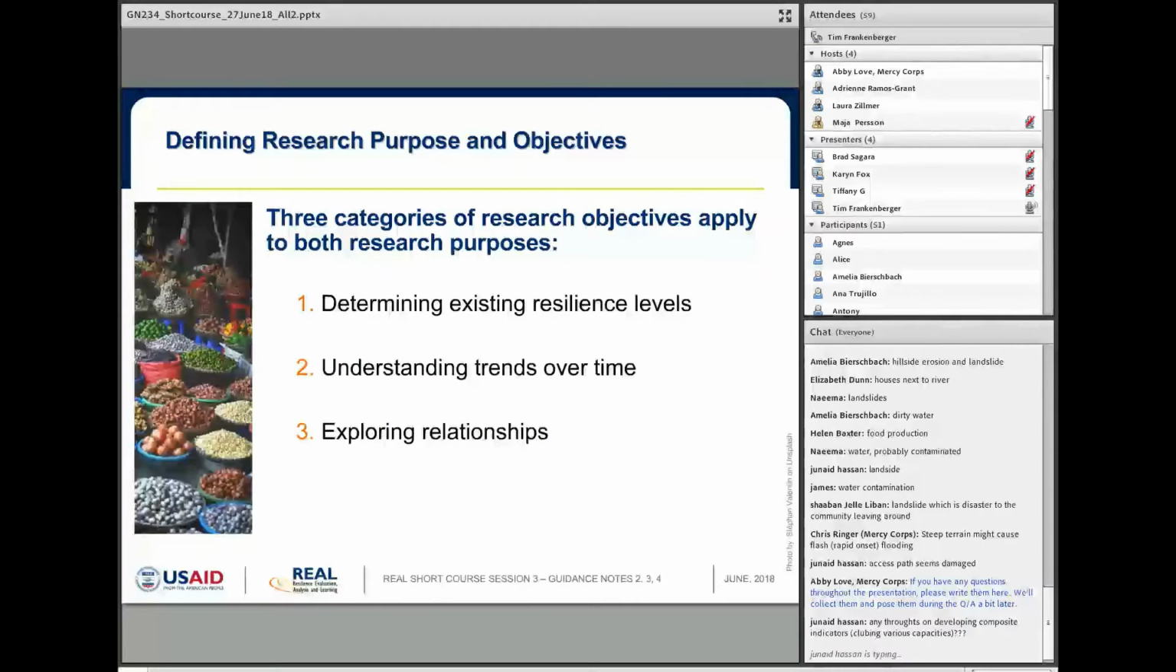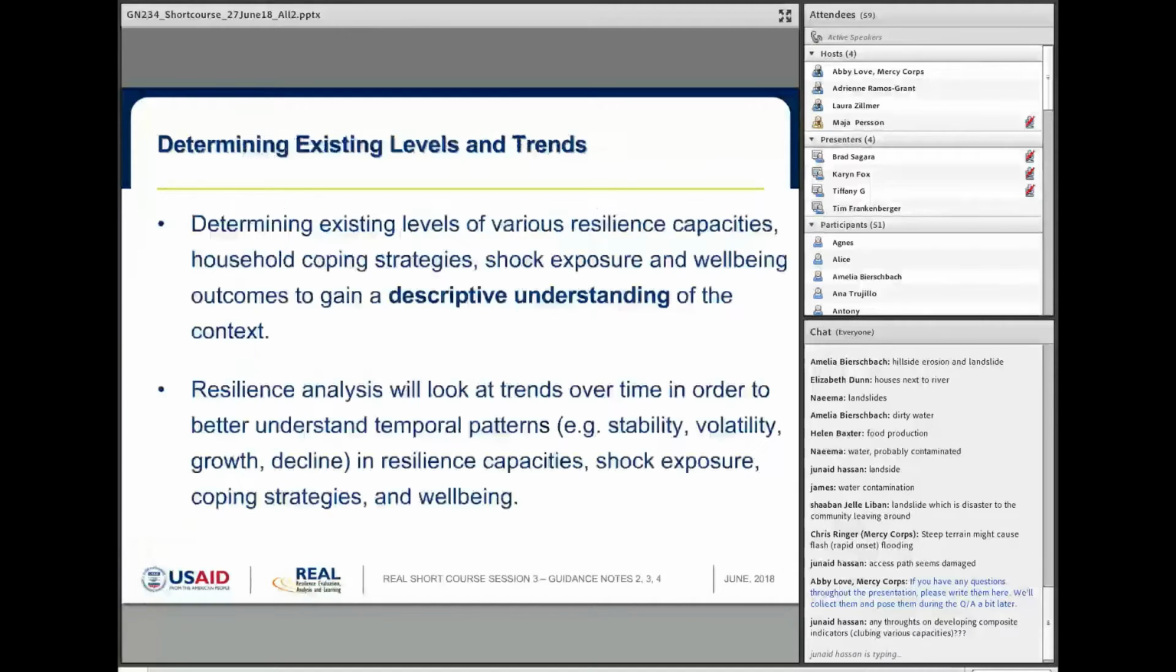So there's three categories of research objectives that apply to this research purpose. One, we want to understand the existing resilience levels that people are exhibiting. So we know that there's a lot of variance out there with regards to some households have greater capacity to manage shocks and stresses. Other households have less capacity. We want to understand how these dynamics change over time. So are people getting exposed to more and more shocks? Are they being able to manage those shocks over time? Are they reducing the number of capacities to deal with those shocks because they're eroding? Are they coping with those shocks, or are they turning to more negative coping strategies? So we're really trying to explore these relationships as we move on.